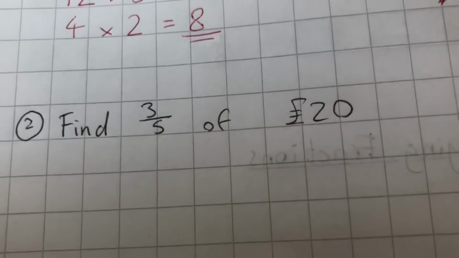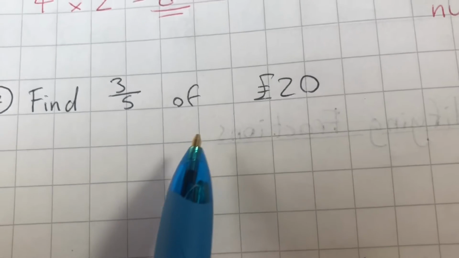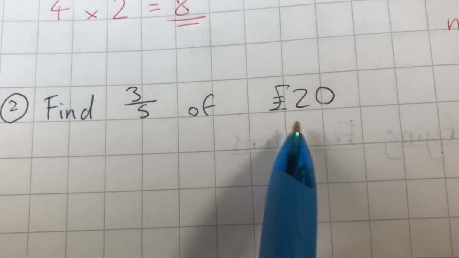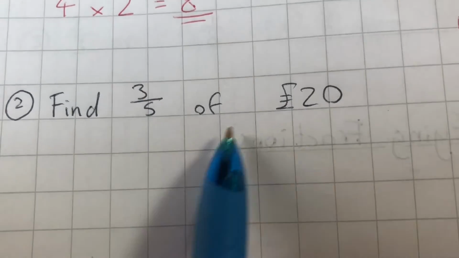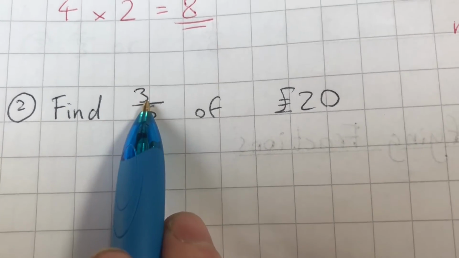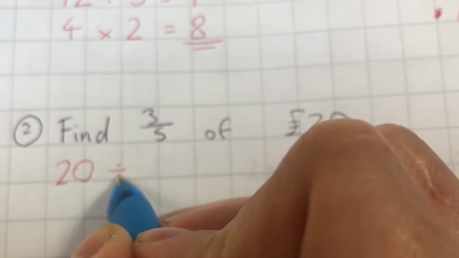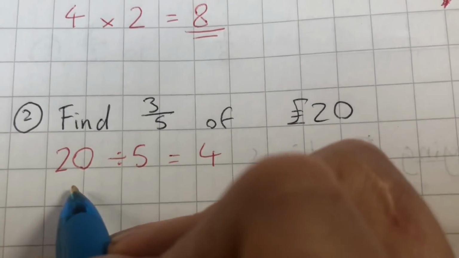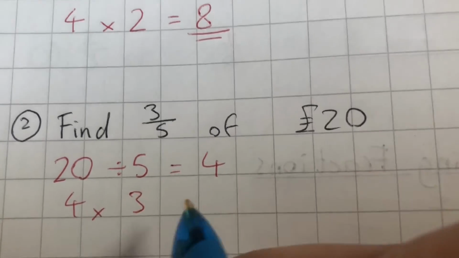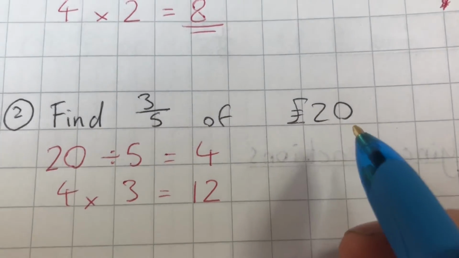But moving on from this, we're going to look at our second example, where we're going to find 3/5 of 20. So we'll follow the same two steps again. We're going to divide 20 by 5 and then multiply by 3. So dividing by the denominator, multiplying by the numerator. So we're doing 20 divided by 5, which is 4, and then 4 times 3, which is 12.